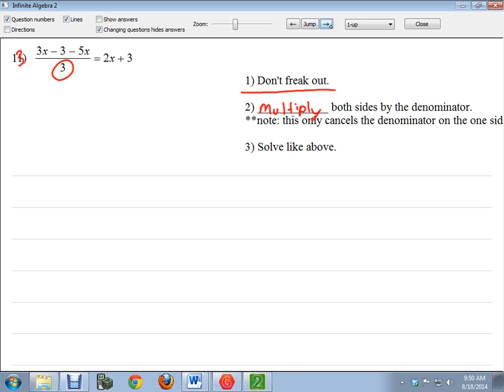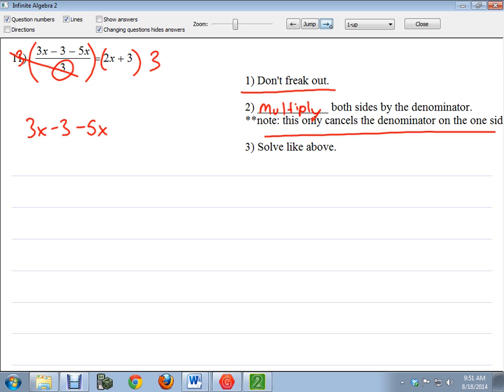Now, I'll be multiplying the left of the equation by 3 and the right of the equation by 3. But it is important to note that this only cancels out the denominator on the left-hand side. 3 over 3 is 1, and it makes that go away. It does not affect the numerator of that equation. 3x minus 3 minus 5x is all that is left on the left-hand side of this equation. It did not get changed.